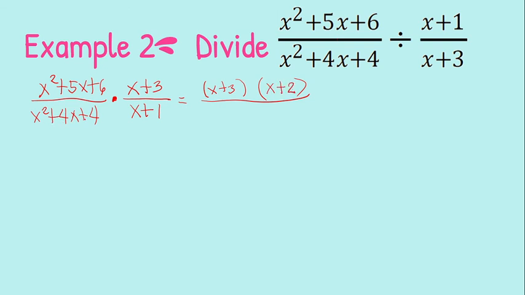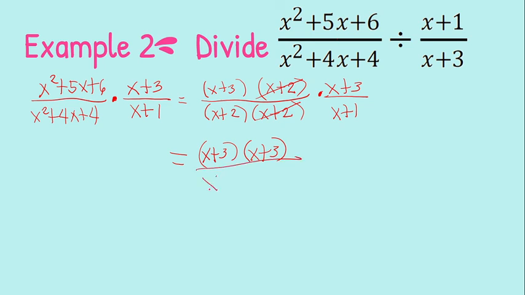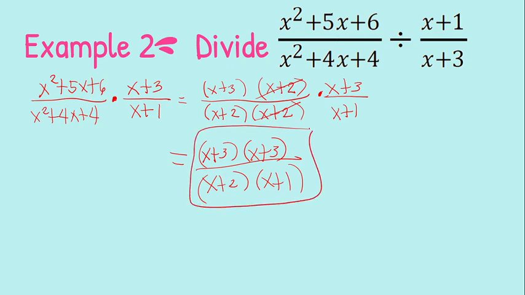Next, for x squared plus 4x plus 4, we have x plus 2 times the quantity x plus 2. 2 times 2 is 4, 2 plus 2 is 4. Then, copy x plus 3 and x plus 1. Then we can proceed to the cancellation of common factors. We have here x plus 2 and that's only x plus 2. We cannot cancel x plus 3 because they are both in the numerator. So the remaining factors are x plus 3 times x plus 3 over x plus 2 times the quantity x plus 1. And this is the final answer.